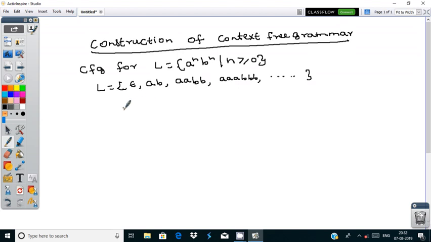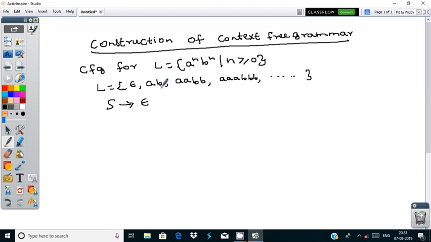Now we'll construct a grammar. The best technique is to take up the minimum string first. What is the minimum string at the initial stage? That is epsilon. So you generate a grammar like this: S tends to epsilon. Now if this rule is applied, you can only generate epsilon.